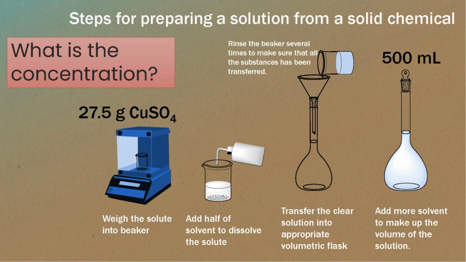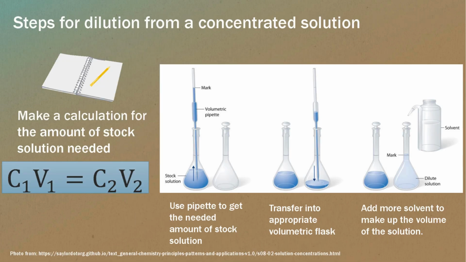Okay, that's from a solid. What if you already have a concentrated solution, a stock solution, and you just need to make a weaker one? Dilution. Dilution, yeah, super common. Step one is always a calculation. You need to figure out how much of that concentrated stock solution you need to start with. And there's a formula for that.